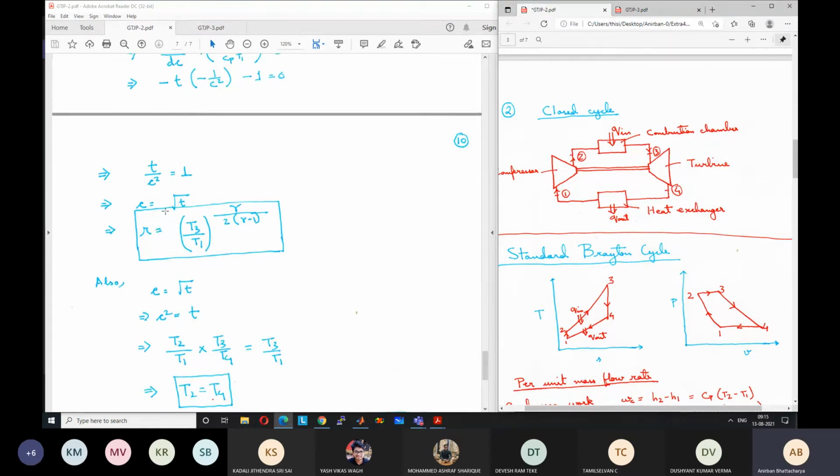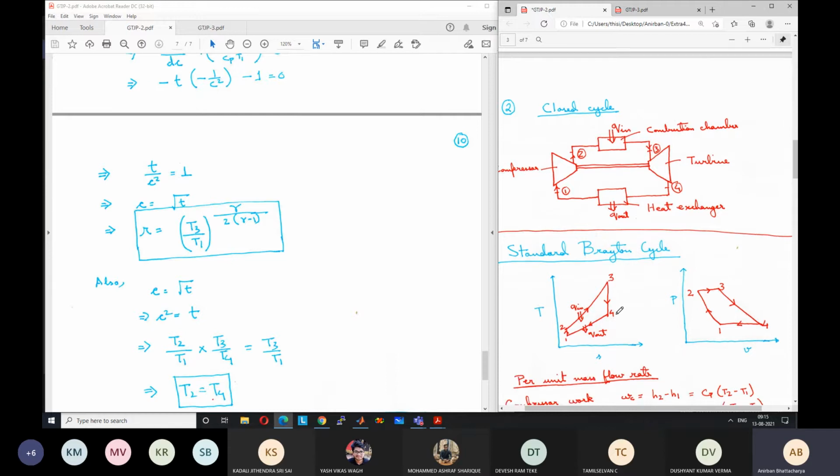Okay. So C is equal to root T, or C square is equal to T. So what is C? C is R to the power gamma minus 1 by gamma. So C is nothing but T2 by T1, because T2 by T1 is R to the power gamma minus 1 by gamma. C is also equal to T3 by T4, because T3 by T4 is also R to the power gamma minus 1 by gamma. And these things we have seen.